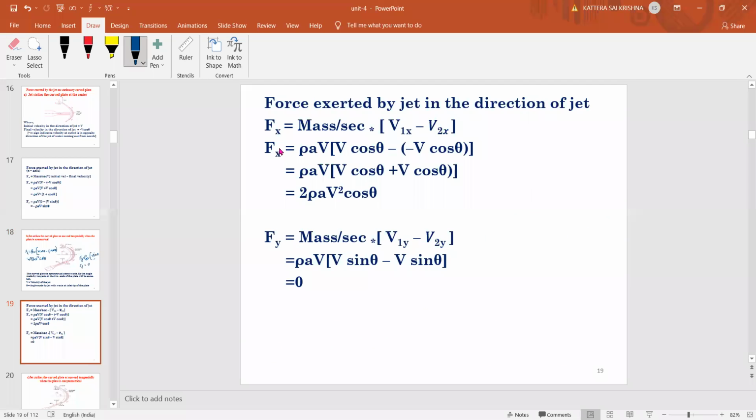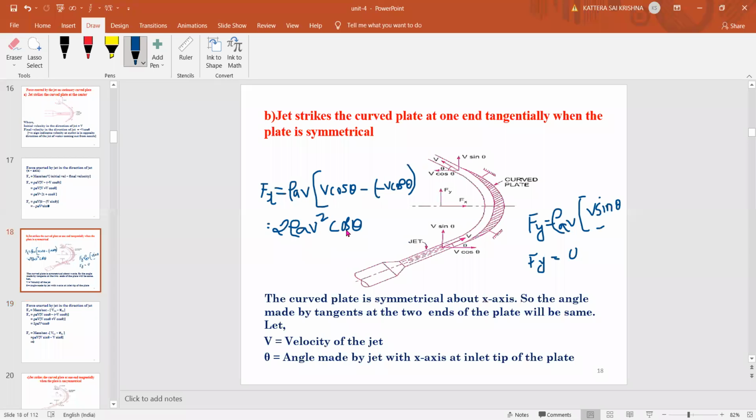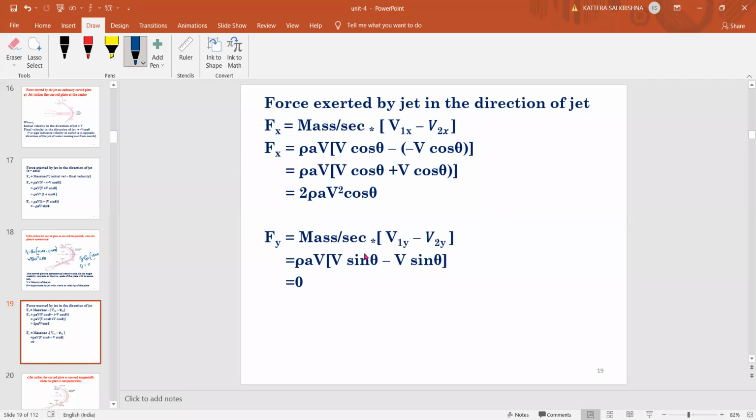See here. So Fx is rho a v into v cos theta minus of final velocity, which is again minus v cos theta. So it is 2v cos theta. We got 2 into rho into a v square cos theta. I have shown here 2 rho a v square cos theta. And the same thing, we'll use the same formula again, initial minus final. Initial velocity in y direction is v sin theta. Final velocity in y direction is also v sin theta. So it is 0 in the Fy.